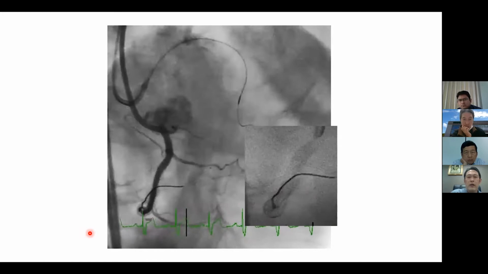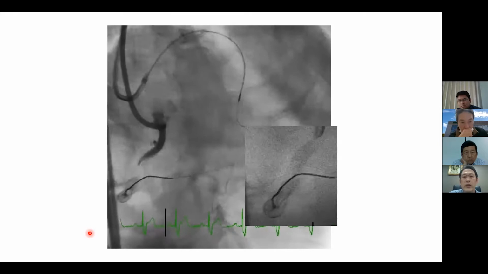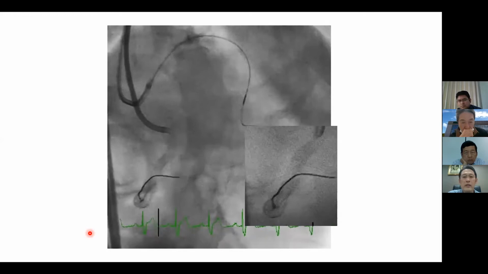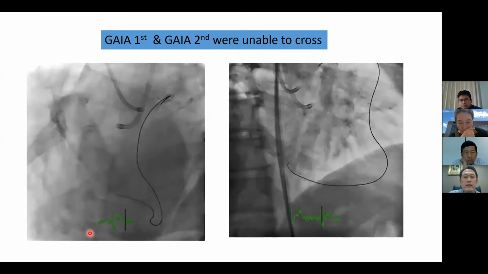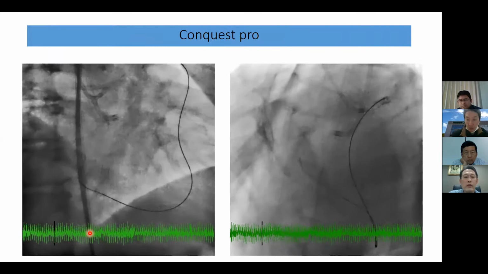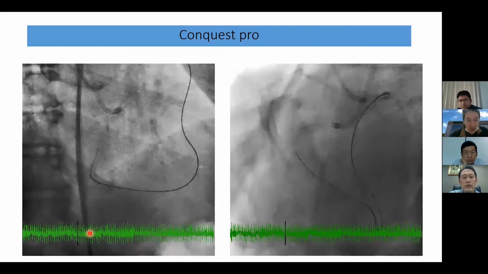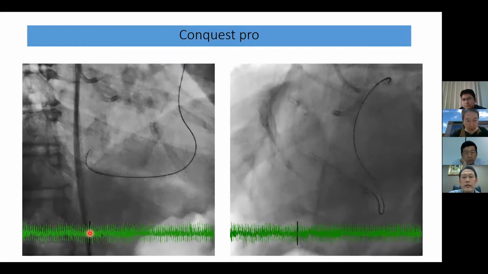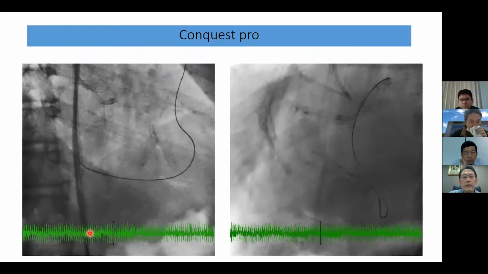So I tried to advance the Caravel, but it was not possible. So I used a small balloon 1.0 to the septal, and then advanced the Caravel across the collateral channels, and then changed to Gaia first, and Gaia second still could not cross this region. So I switched to Conquest and exchanged the Caravel to the 150 cm wire. After that, the Conquest could pass the CTO point and get into the stent lumen.